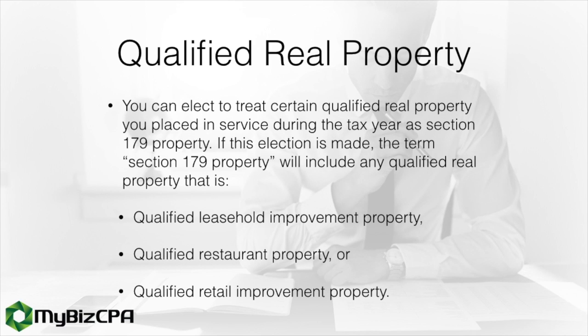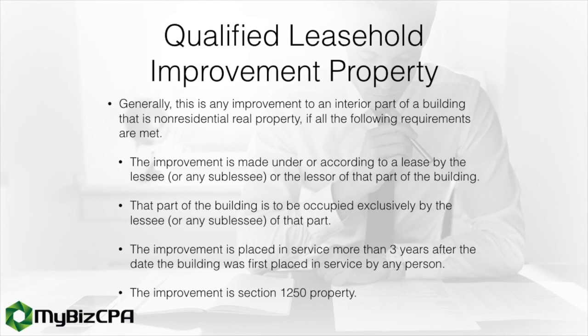Generally, real property does not qualify for accelerated depreciation under Section 179. However, the IRS has made an exception for certain types of leasehold improvements, restaurant property, and retail improvement property. To be a qualified leasehold improvement, the improvement must be to the interior part of a non-residential building. Furthermore, the improvement must be made in connection with a lease agreement. In other words, if you own the building, then any improvements to the building would not qualify for Section 179 by virtue of the fact that you are not leasing the space.